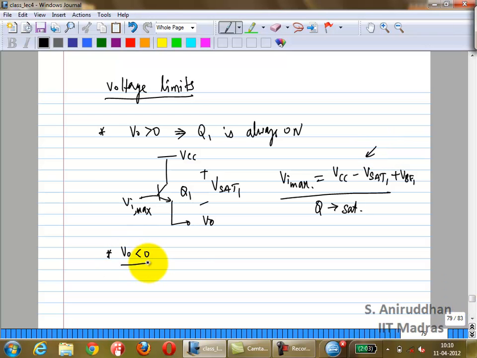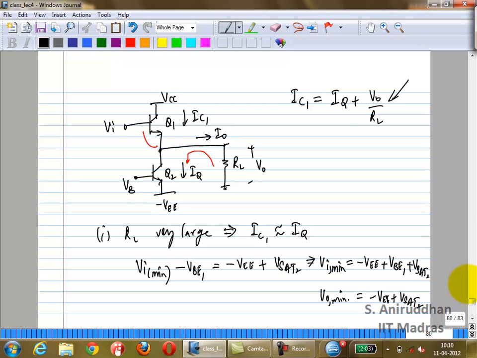And then for VO less than 0, there were two cases. First case is when the load resistance is very large, right? So when the load resistance is very large, what happens? Your output can swing all the way down to minus VE plus VSAT 2. Correct? Everybody remembers this?